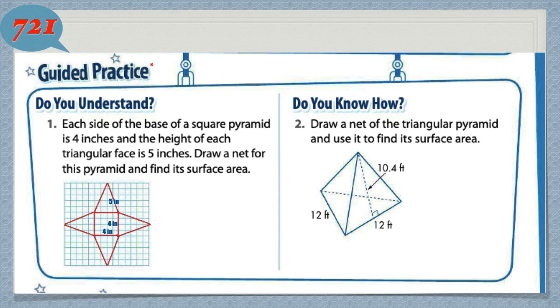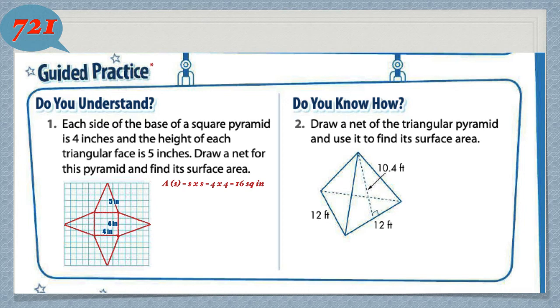So first thing, let us find the area of the square base. So again, the formula for the area of the square is side times side. So that is equal to 4 times 4. That is equal to 16 square inches. What about the triangular faces?